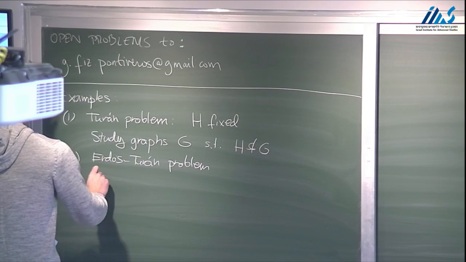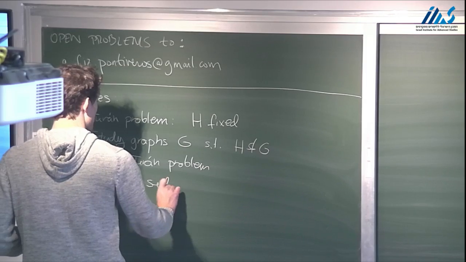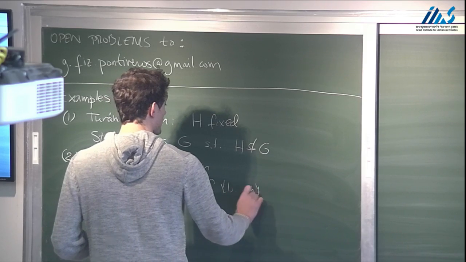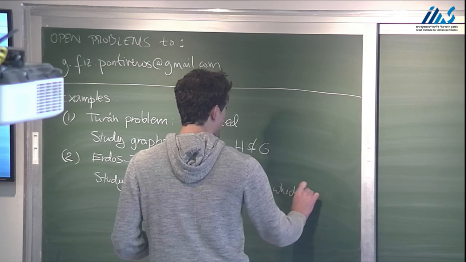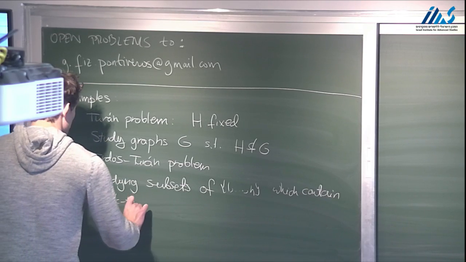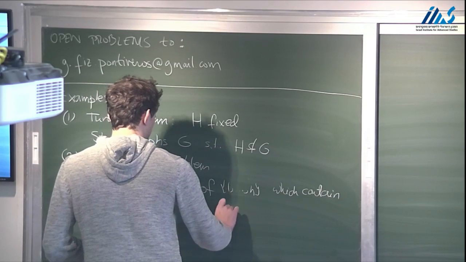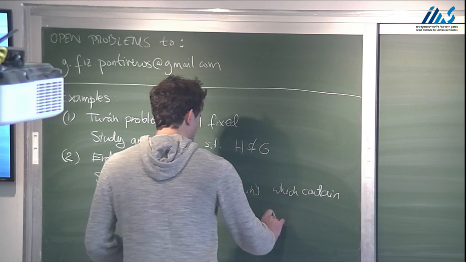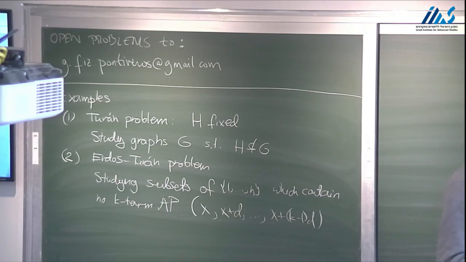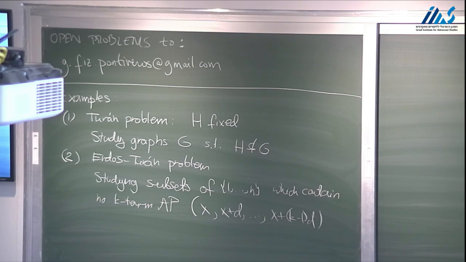and this is the problem of studying a subset of the first n integers which contains no k-term arithmetic progression. So a sequence or subset x, x plus d, x plus (k minus 1) times d. Okay, so these are the two problems we'll be dealing with for most of the 4 lectures.